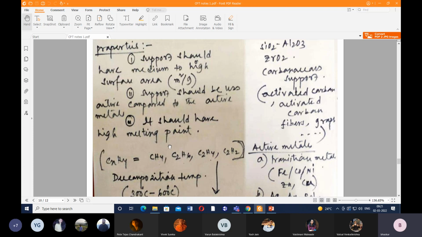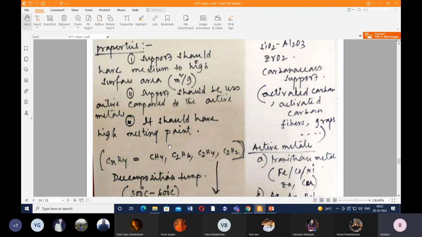If it is less than that, there will be a chance of aggregate formation, which we don't want. So in order to prevent aggregation of the large size particles, we'll carry out the reaction at a very low temperature. Suppose we are carrying out a reaction at 500 degrees Celsius and our support material has a melting point around 500 to 600 degrees Celsius.